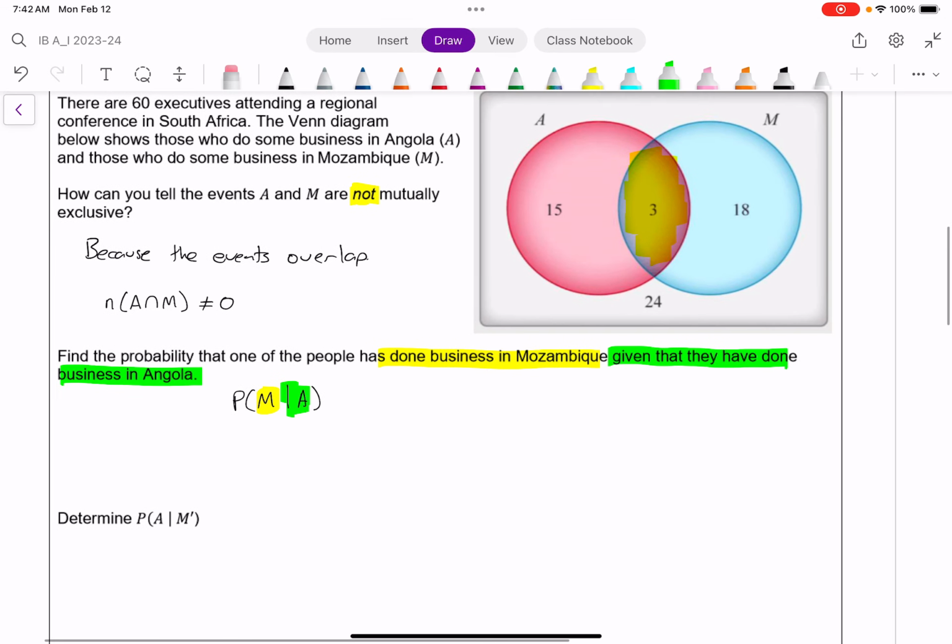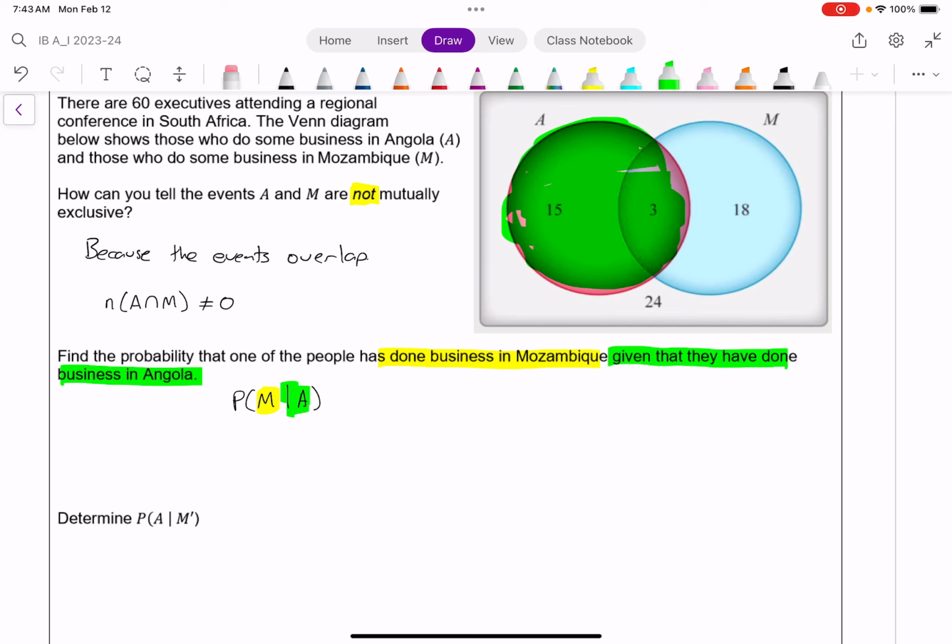And so first, what I want to pay attention to is how many people have done business in Mozambique. Well, that's all of this here. So 18 plus 3, that's 21 people. But that in itself isn't so important. What's more important is I'm not looking at all the 21. I'm just looking at the group of people who we know have also done business in Angola. Because again, that's our given. So really, I'm just looking at this group here. This 15 plus 3, that's my denominator.